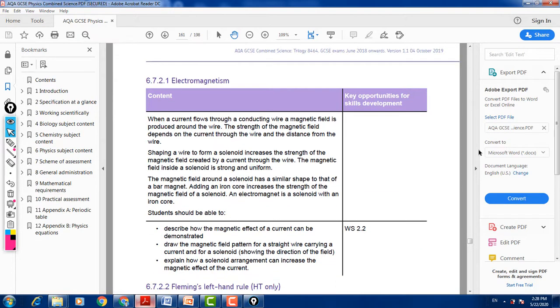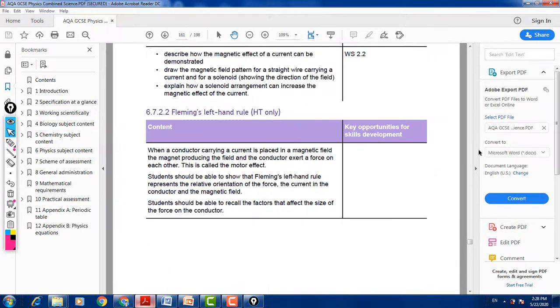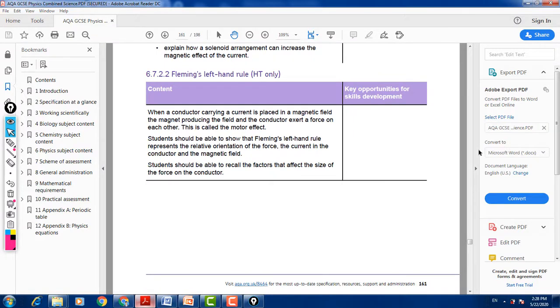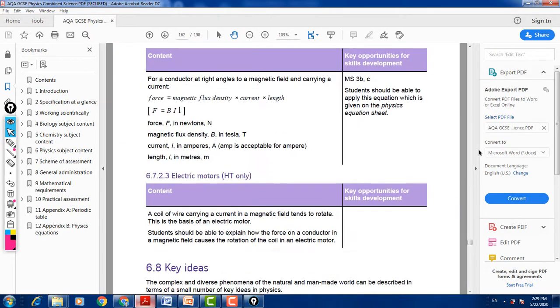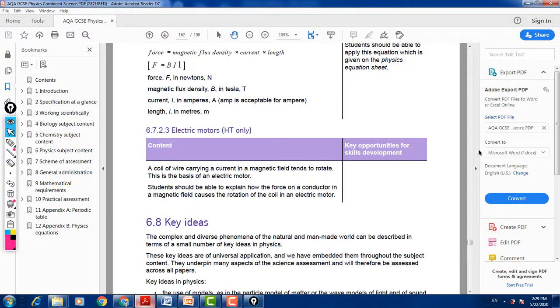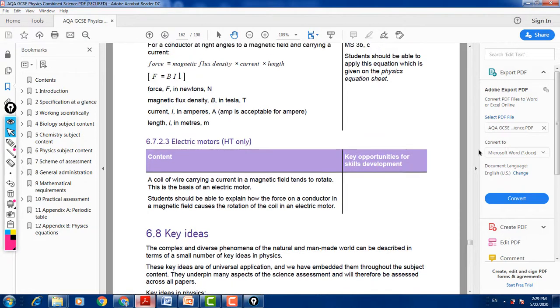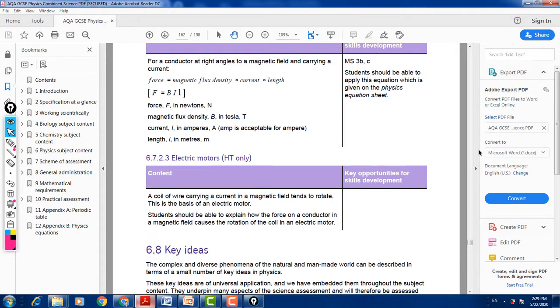Then comes the topic of electromagnetism, and then we'll discuss Fleming's left-hand rule. This topic will be only for the higher tier students. Now then comes electric motors. Electric motors will also be for the higher tier students, and this will be the last topic of magnetism and electromagnetism. So these are all the specifications that we will be going through in our course for AQA GCSE Physics Combined Science.